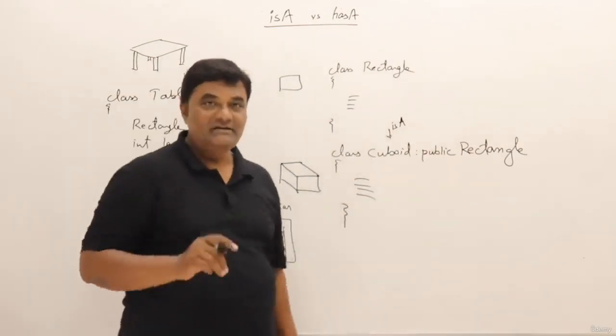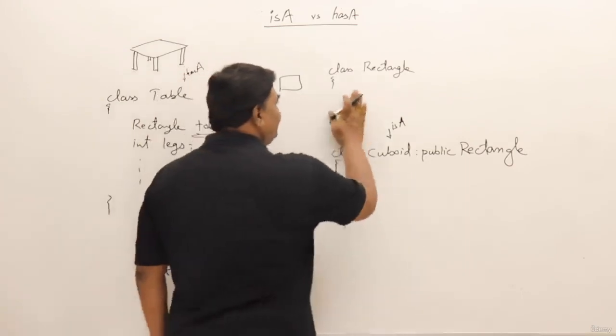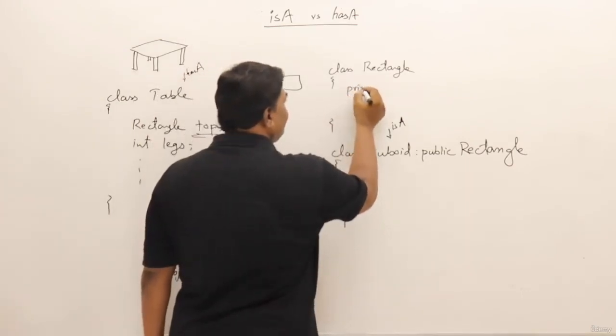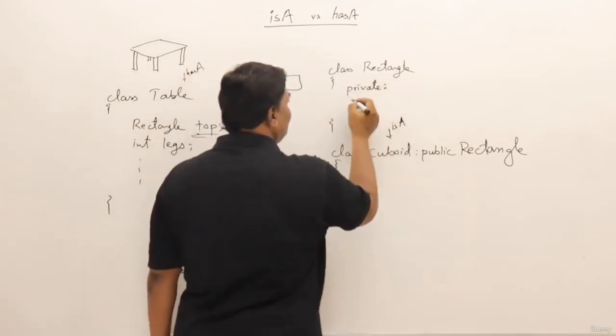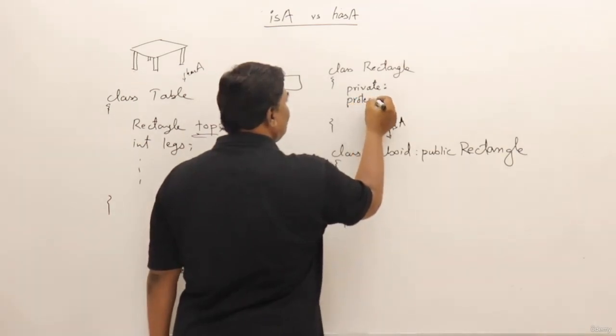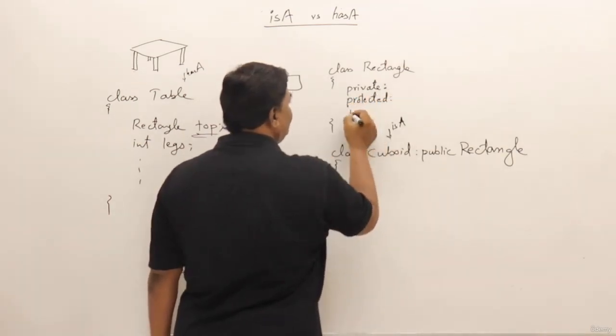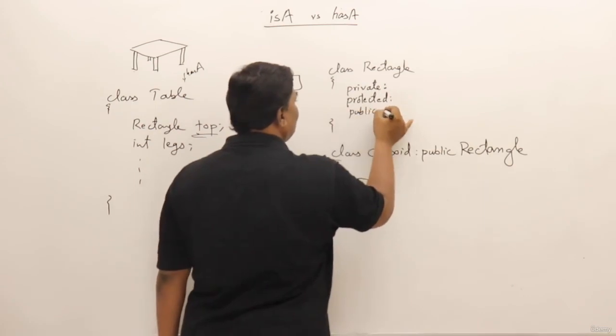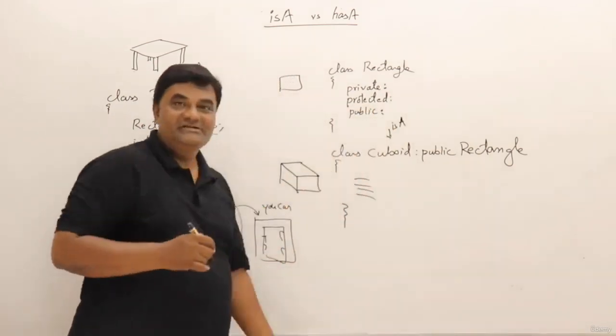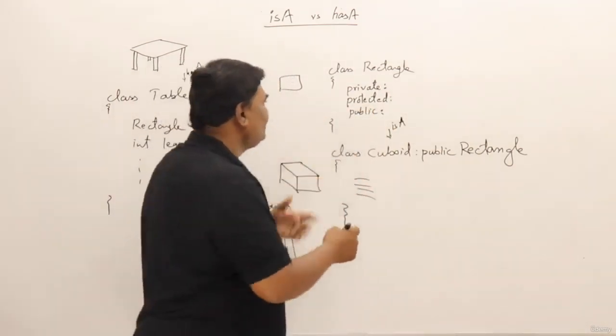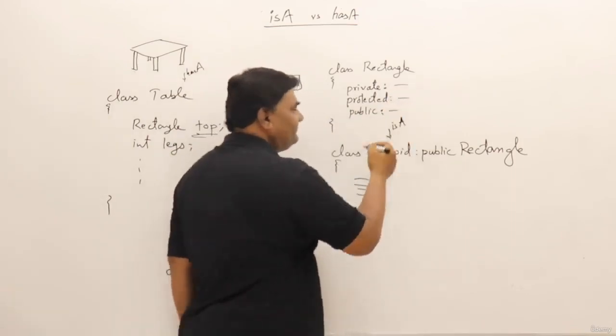Now the next important thing. A class can have three types of members, that are private, protected and public. Three types of members can be there in the class. I have not written a full class, just these three types of members can be there.